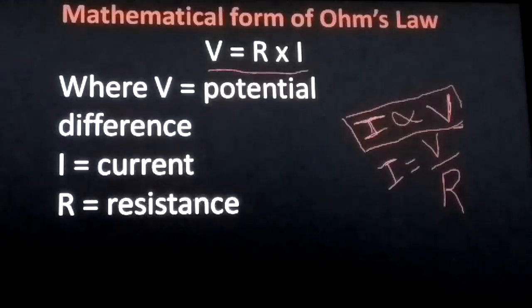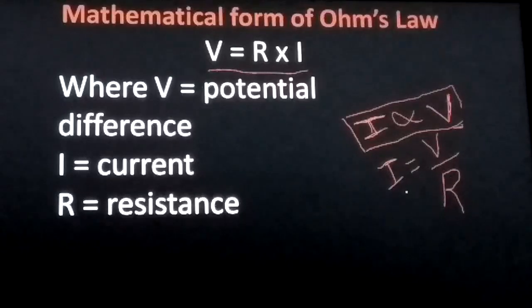Okay, students, I think you have understood Ohm's law and also the mathematical form of Ohm's law. Statement of Ohm's law. By knowing the statement of Ohm's law, we derive the formula: I is directly proportional to V. If you remove the proportionality constant, it becomes I equals V by R.